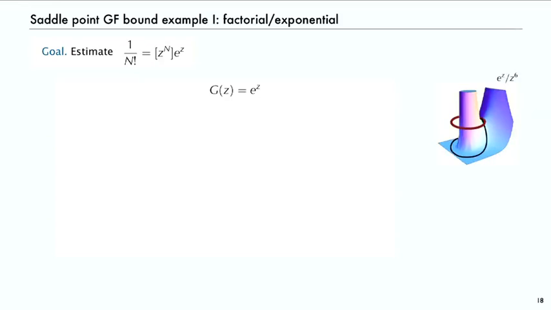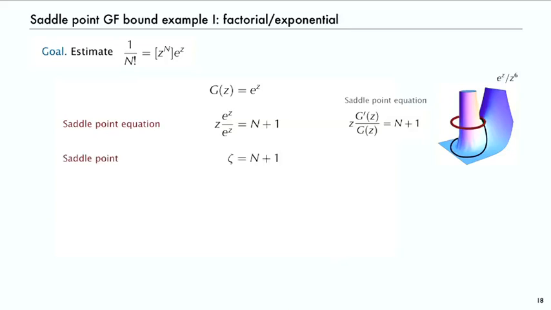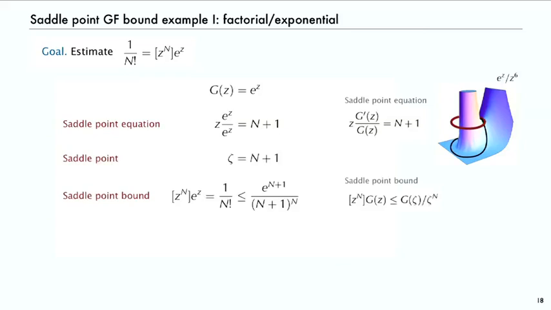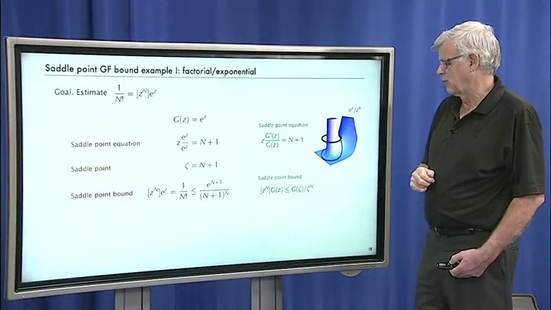So for the saddle point method, we take g of z equals e to the z and solve the saddle point equation. The saddle point equation is g prime over g times z equals n plus 1. So it's going to tell us that the saddle point is zeta equals n plus 1. And then the bound is just e to the zeta over zeta to the n, which is e to the n plus 1 over n plus 1 to the n. So that's a saddle point bound.